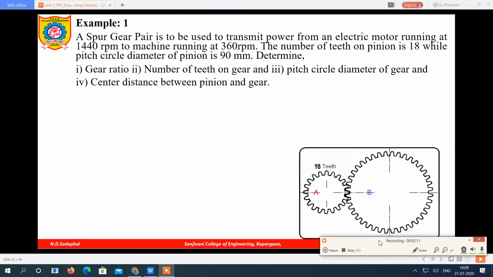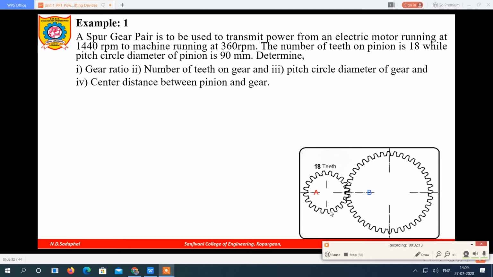You can see this animation. The smaller gear, or smaller wheel, is always called the pinion, and the bigger wheel is called the gear. Power is transmitted from pinion to gear. So here, what is given? A spur gear pair, both are spur gears. Power is transmitted from an electric motor. The electric motor is mounted on the pinion, so with the help of the motor the pinion will run, and that power is transmitted to a machine. On the machine, the gear is mounted.